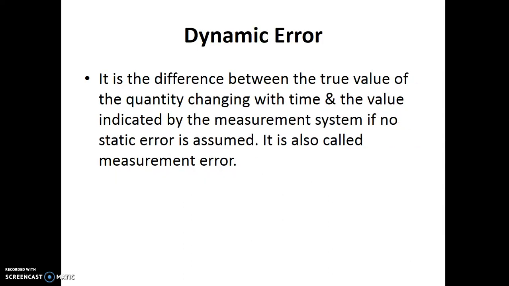And last is dynamic error. It is the difference between the true value of the quantity changing with time and the value indicated by the measurement system if no static error is assumed. It is also called measurement error.